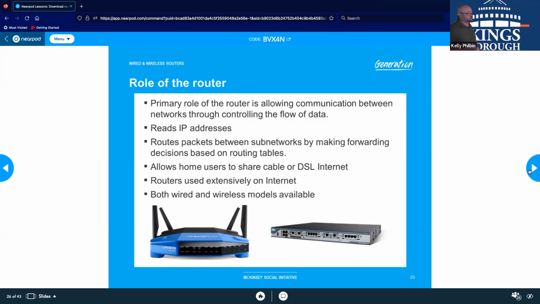At our homes, it allows home users to share cable or DSL internet. So multiple people can use the same internet line. You have one line coming in and 10 people on the other side can be sharing that single line. Just like we were talking about with NAT, or network address translation, where our company was assigned one IP address, we could have 50 people inside communicating, all sharing that one IP address on the outside.